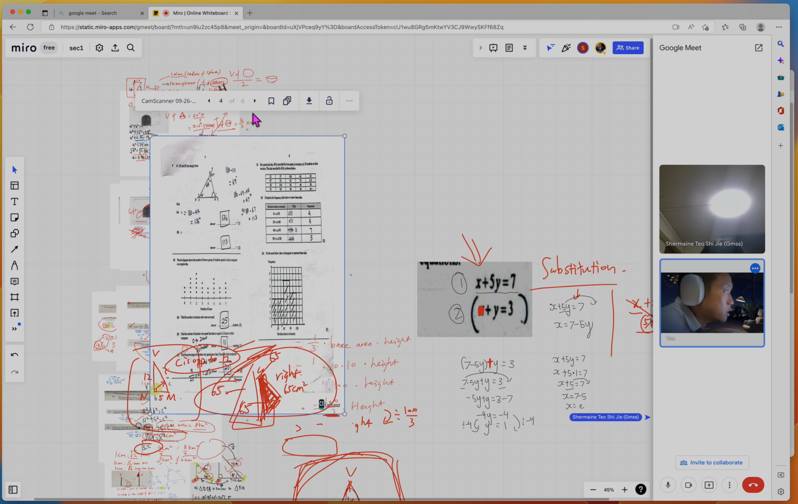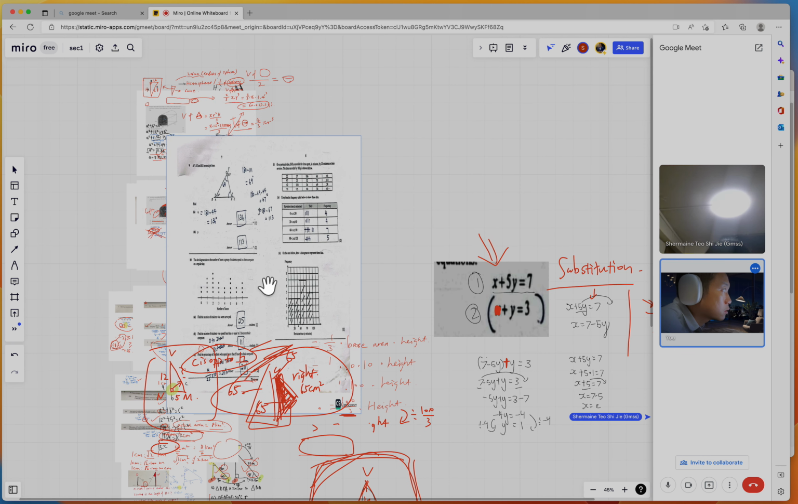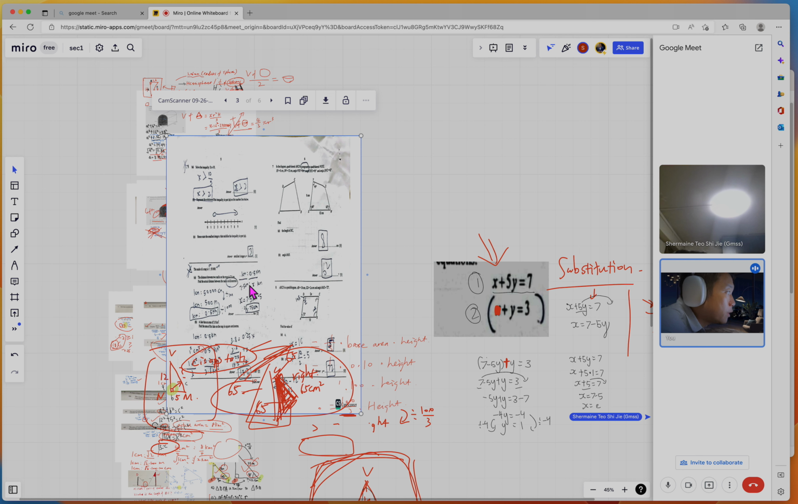Okay, I see this. The dot diagram is very simple, no need. You don't copy the question, okay? I mean you don't copy the answers also, okay?